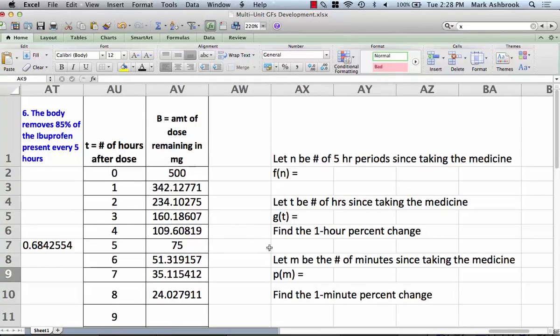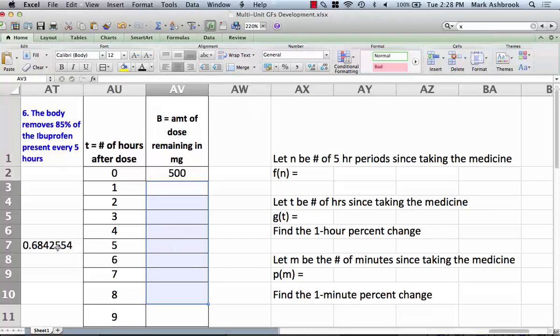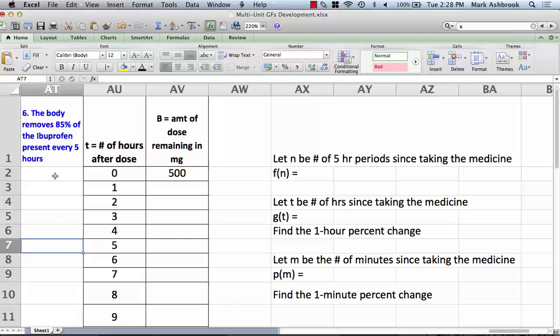This says that the body removes 85% of the ibuprofen present in the bloodstream every 5 hours. So we're going to take 500 milligrams of ibuprofen, and it removes 85% every 5 hours. So we want n is the number of 5-hour periods since taking the medicine.